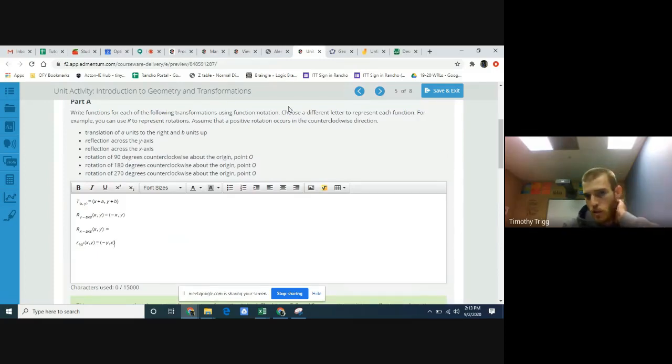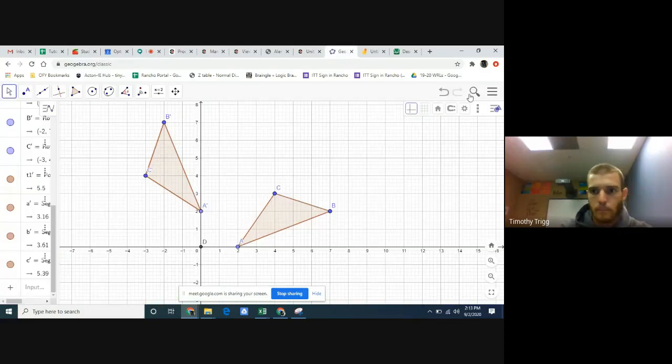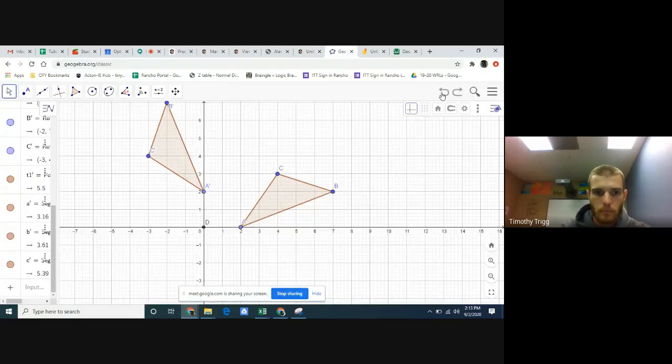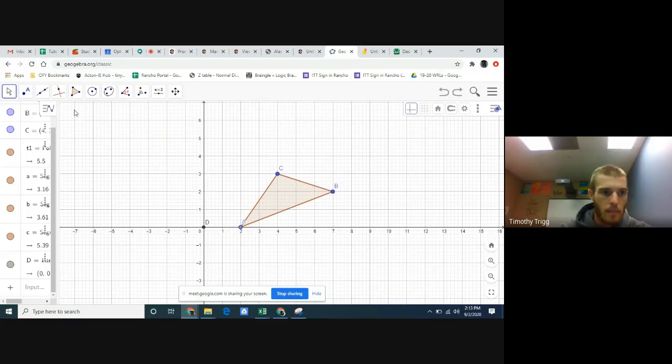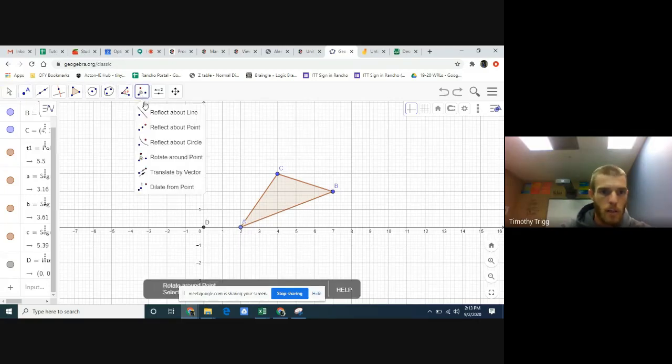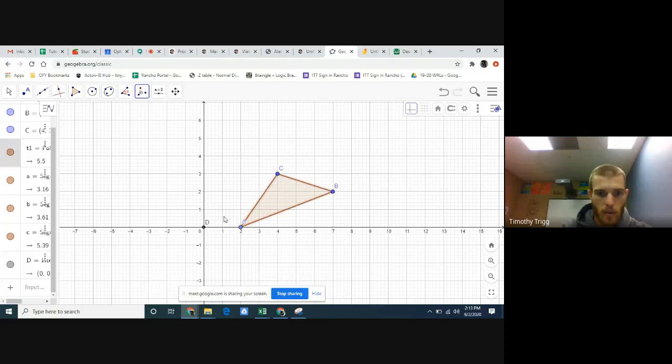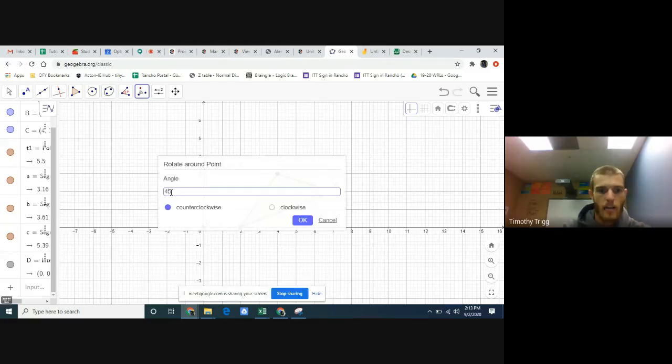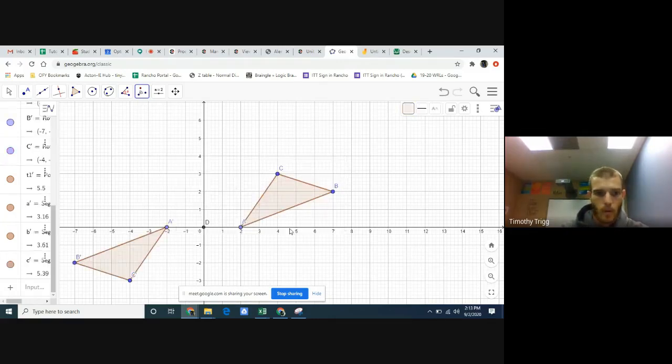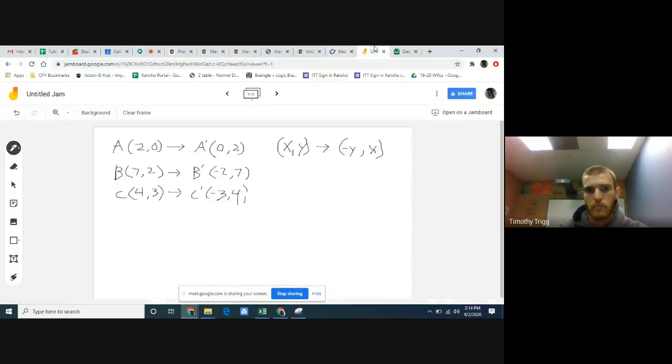Next, we want to rotate 180 degrees. So let's go ahead and do that. I'm going to take my triangle, just like before, and we're going to use the rotation tool, just like before. Rotate this around this point, and in this case, 180 degrees counterclockwise. Okay, so that's where that ends up. So notice for point A, it went from 2, 0 to negative 2, 0. For point B, it went from 7, 2 to negative 7, negative 2.